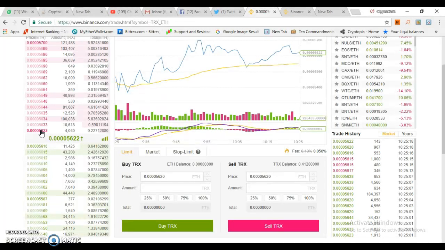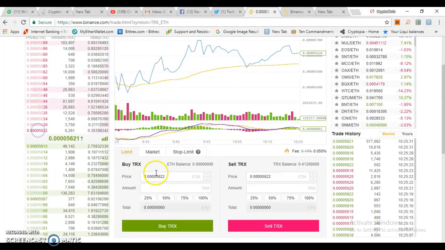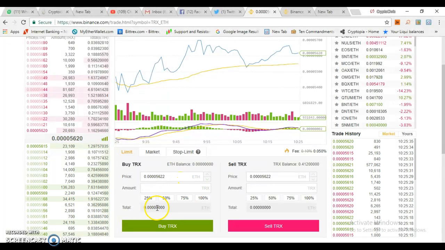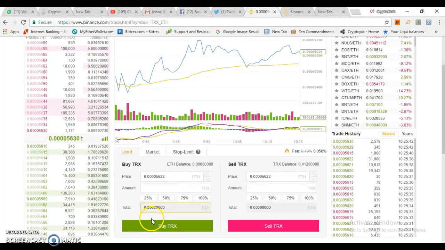At the same time, you don't want to waste time. It all depends. If you want to bid and you are not in a hurry, fine. But if you're in a hurry, you can just buy at the current market price. All you need to do is click on this first price. Then once you have done that, you can come here and type in the amount of Ethereum you wish to spend on this particular coin.